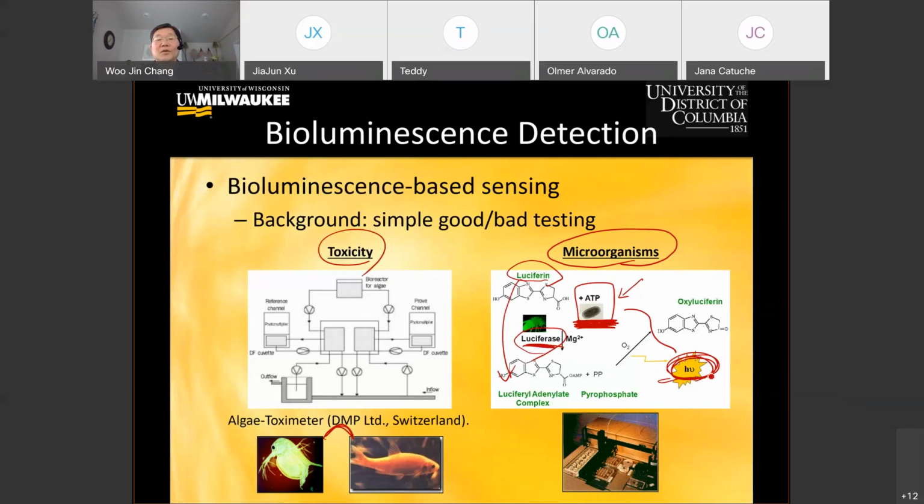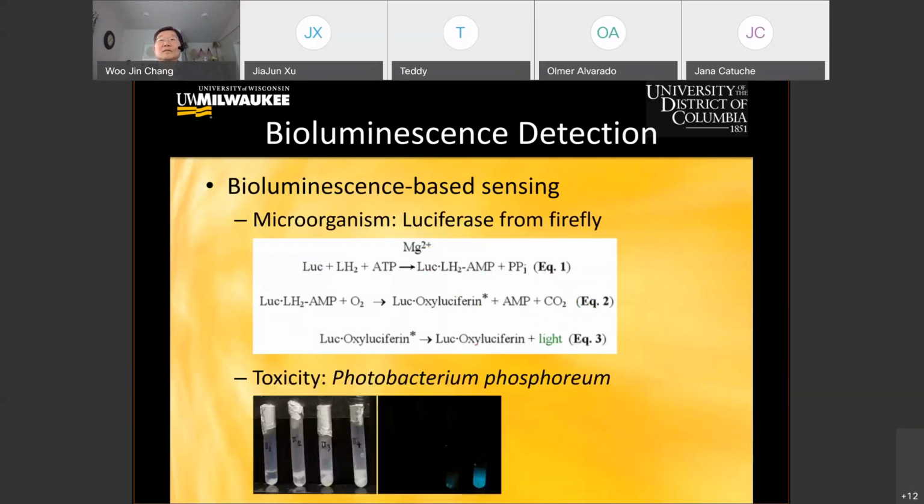And if we have light, that means the sample is contaminated because ATP should not be included there, but it is detected. So this is one method to detect microorganisms. So I wanted to use this microorganism and the luciferase at the same time inside the microfluidic device to detect the toxicant and the microorganisms at the same time using the one device.